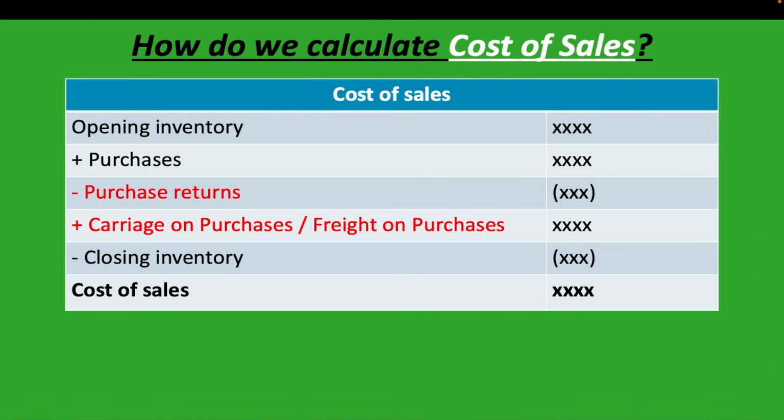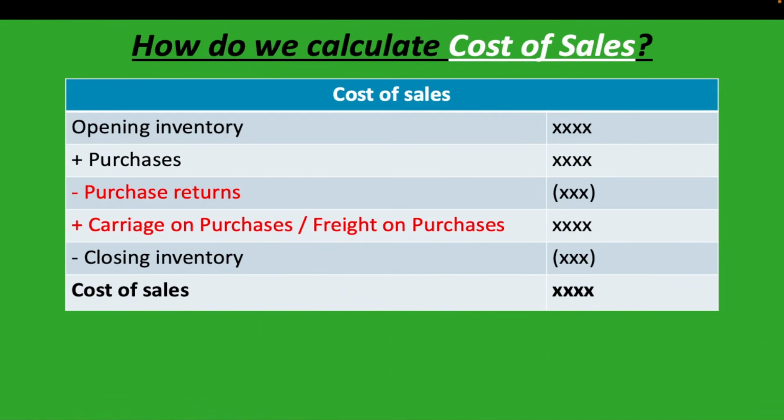But you want to be careful here. Sometimes you'll see the word carriage inwards and carriage outwards. Remember, carriage outwards is how much it costs you to deliver the inventory to your customers. That has nothing to do with cost of sales. That has nothing to do with the cost of our inventory. So it does not form part of the calculation of cost of sales. In fact, that term, carriage outwards or carriage on sales, is an operating expense. So it has nothing to do with the cost of sales nor sales. So that's just something to clarify, because that's where the confusion may be at times.